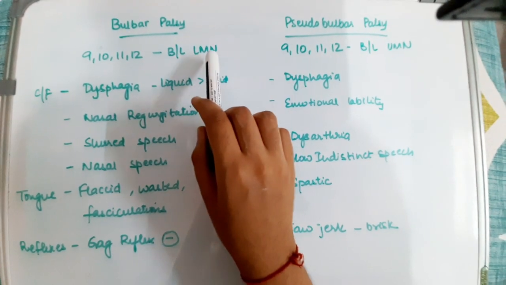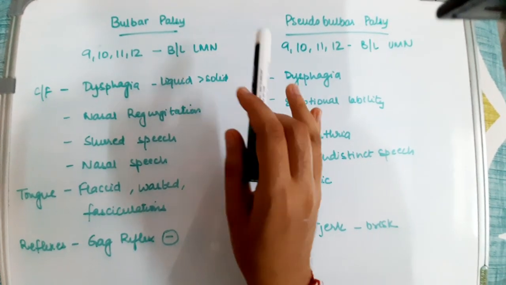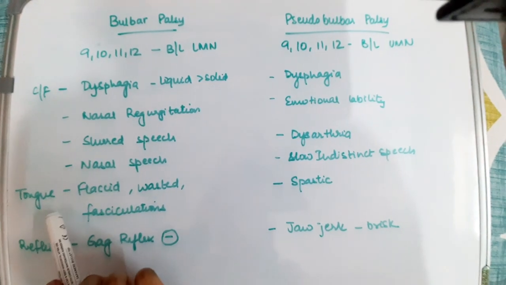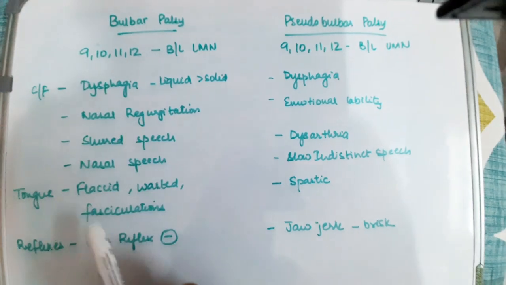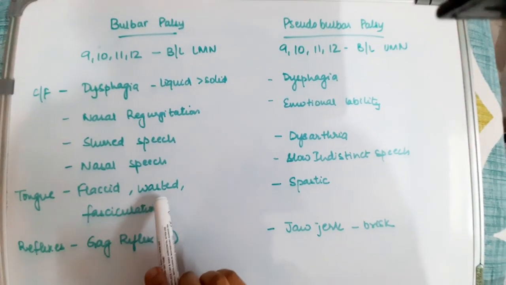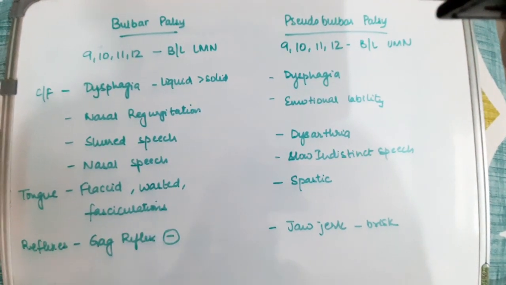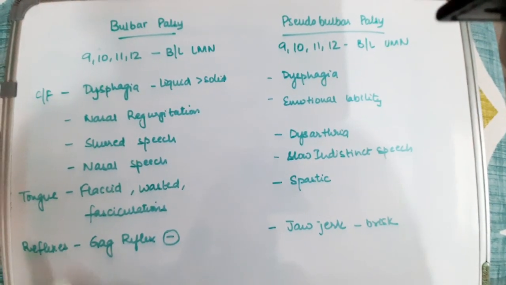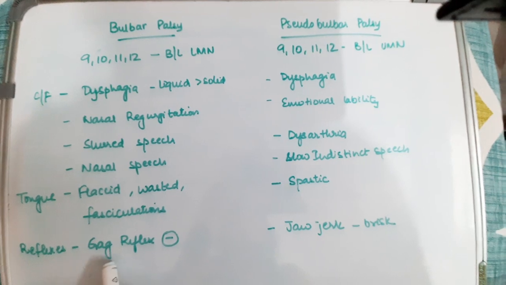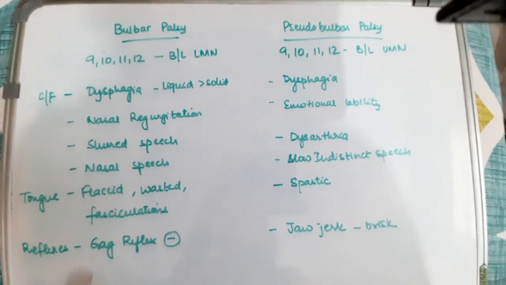Remember, it is an LMN lesion, and an LMN lesion leads to flaccid muscles. The tongue muscles will become flaccid due to LMN palsy of the hypoglossal nerve. It will be wasted and it will show fasciculations, which is again a feature of the LMN lesion. In reflexes, the gag reflex is absent.